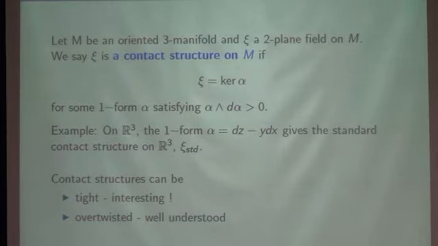Contact structures fall into two categories. They're either tight or over-twisted. This is the one tight contact structure on R3, and this is really where things get interesting, in the tight contact structures. The over-twisted ones are somehow floppier, less rigid, and they're easier to understand and to categorize. Just for your information.